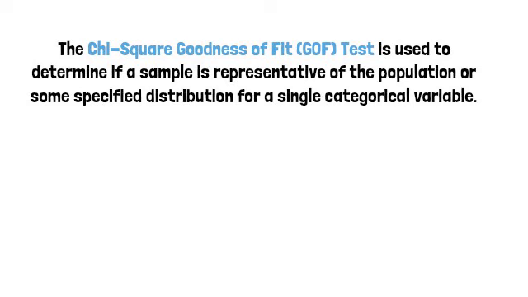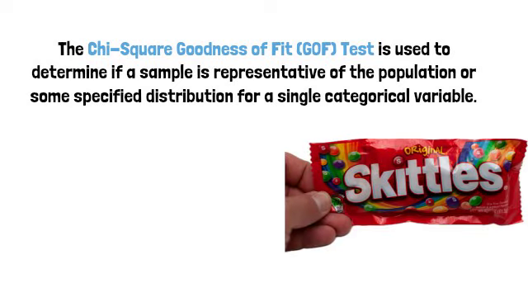The chi-square goodness of fit test is used to determine if a sample is representative of the population or some specified distribution for a single categorical variable. To understand this test, let's look at an example.